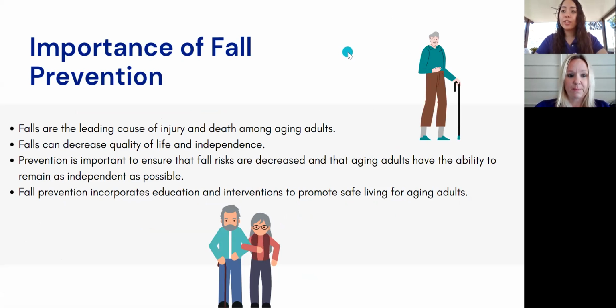Okay, so now let's go over a little bit more about the importance of fall prevention. Falls are a leading cause of injury and death among aging adults, so let's keep that in mind. Falls can decrease the quality of life and independence. Prevention is important to ensure the fall risks are decreased and that aging adults have the ability to remain as independent as possible. Fall prevention incorporates education and interventions to promote safe living for aging adults.